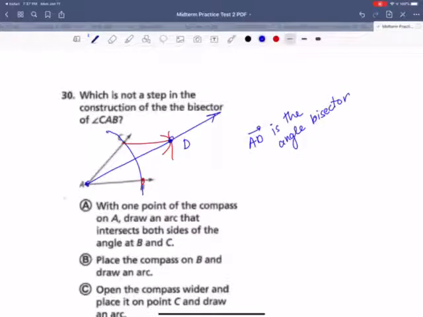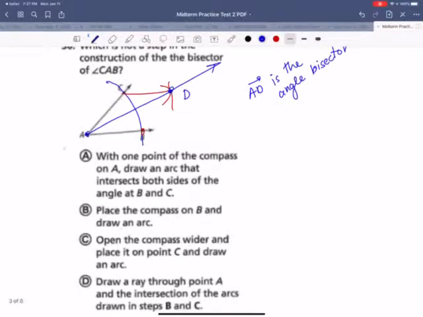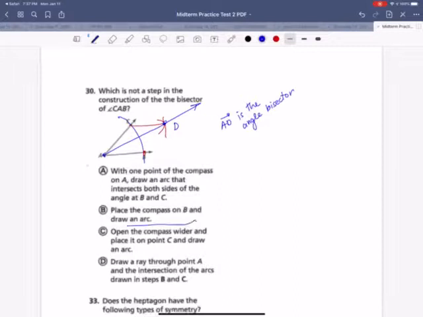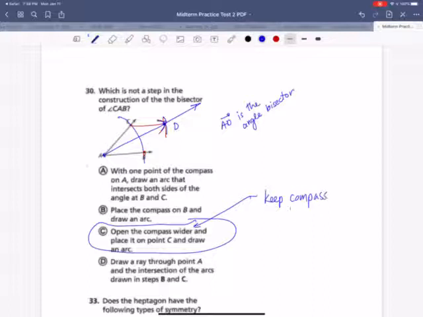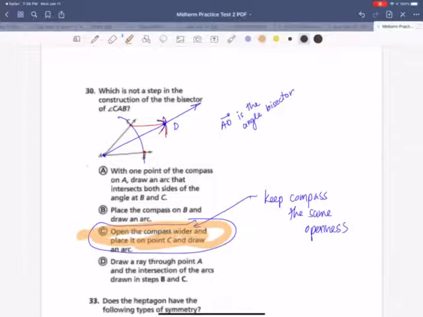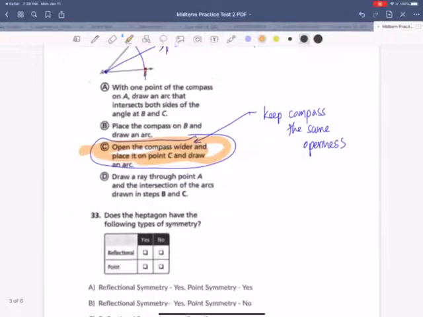So let's think of this. Which one wasn't one of the steps I went through? And it's this tricky part. Notice I can't make these 2 arcs with different sizes. I have to make sure to keep my compass the same openness. So I definitely have to reject C. And I feel like we've had this one again. So it's a good review right before the test.